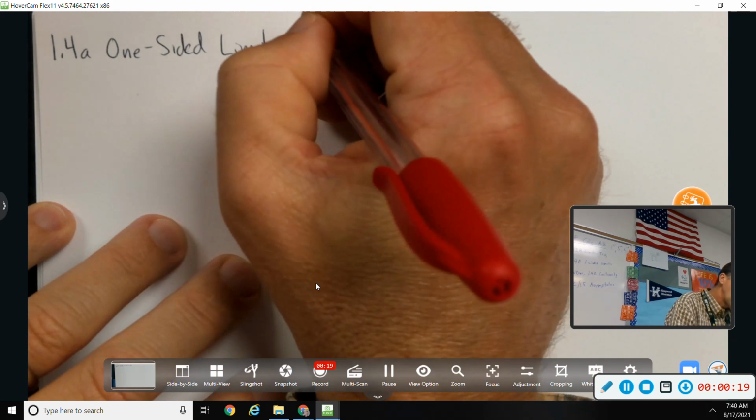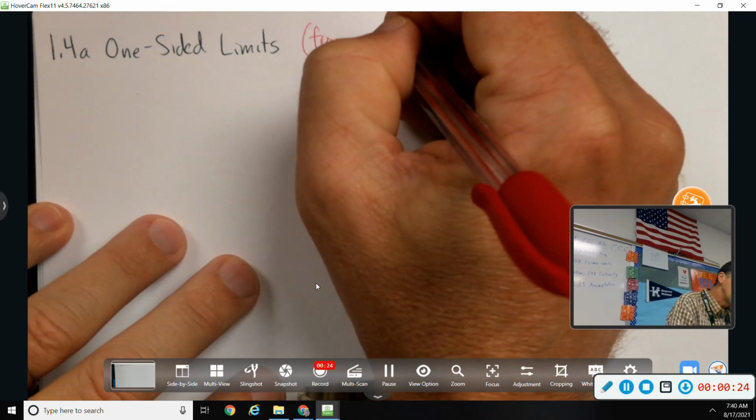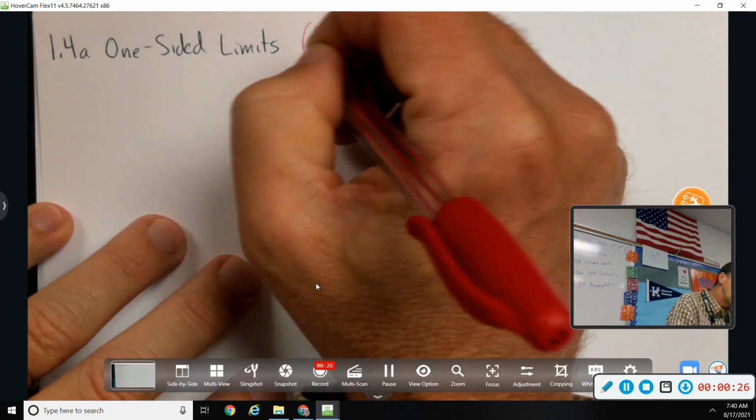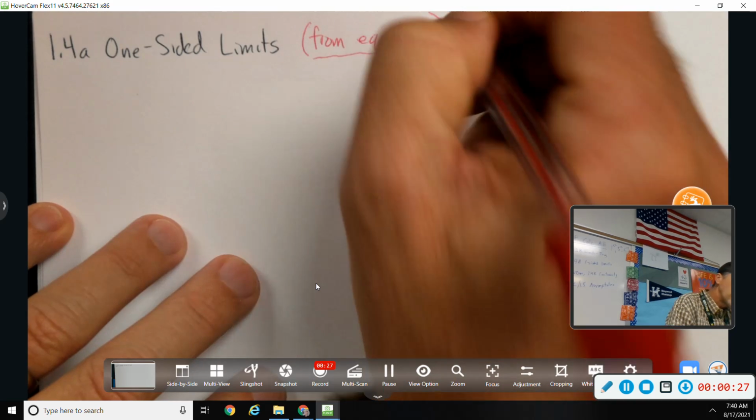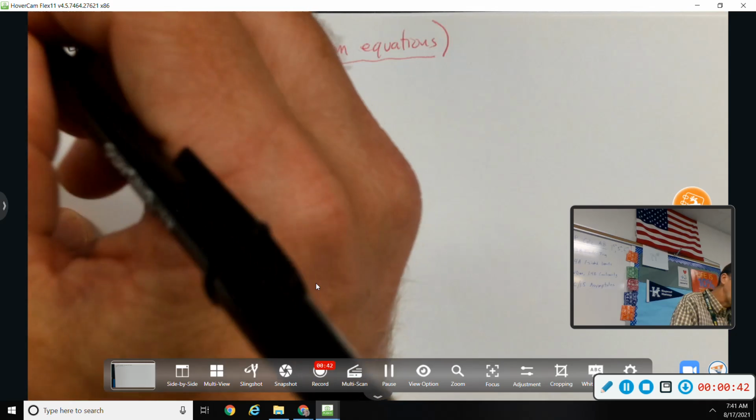The new thing for today is one-sided limits from equations, as opposed to from a picture. When you get the hang of it, pictures aren't really that hard. You understand what they're asking. You just look at the picture and get the answer. If we give you an equation, it's usually a little bit harder.